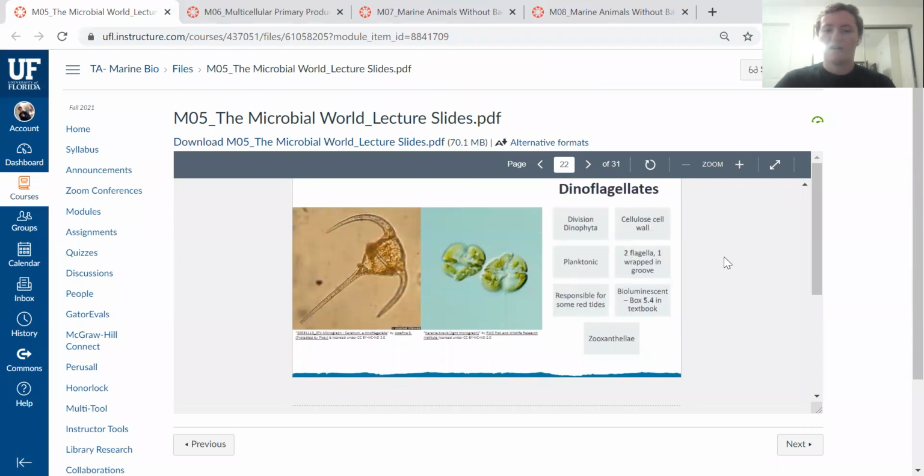Dinoflagellates are the cause of red tide in the state of Florida. So these are a very important organism. They do have that cellulose cell wall, just like you'd find in plants, but remember, these are not plants. Like I mentioned, they're responsible for some red tides, and they are planktonic, so they're very small, and they do often eat phytoplankton. So they are zooxanthellae, and we'll go, oh, excuse me, let me back up.